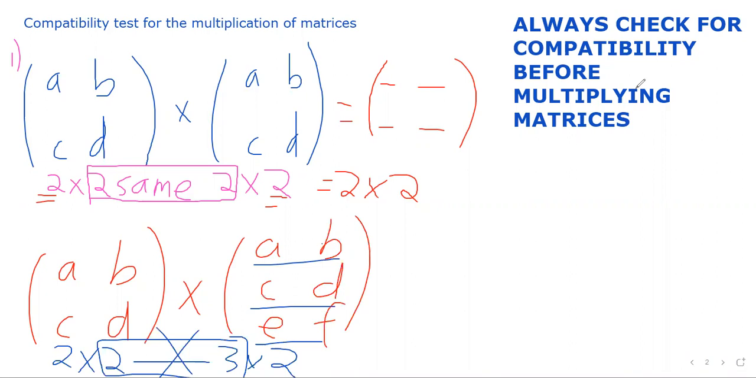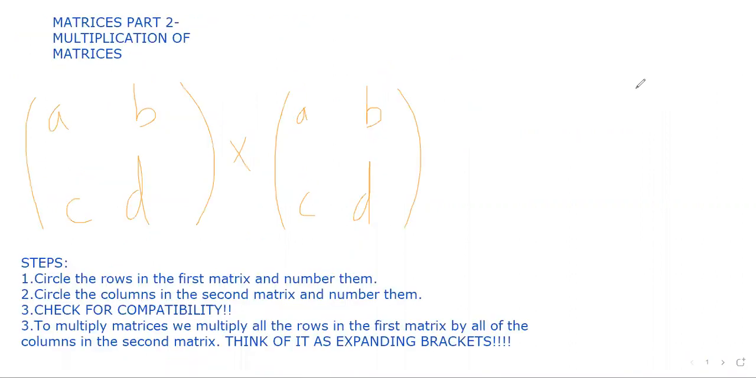Alright, so that's how you check for compatibility. You write the names under each matrix and you check to see if the numbers facing each other, the inside numbers, are the same. If they are, they're compatible. If not, they aren't. And the numbers on the outside will give you the result. Okay, so that's how to actually multiply it. After you check for compatibility, you realize this thing is compatible, then you can actually go to multiplying it, right?